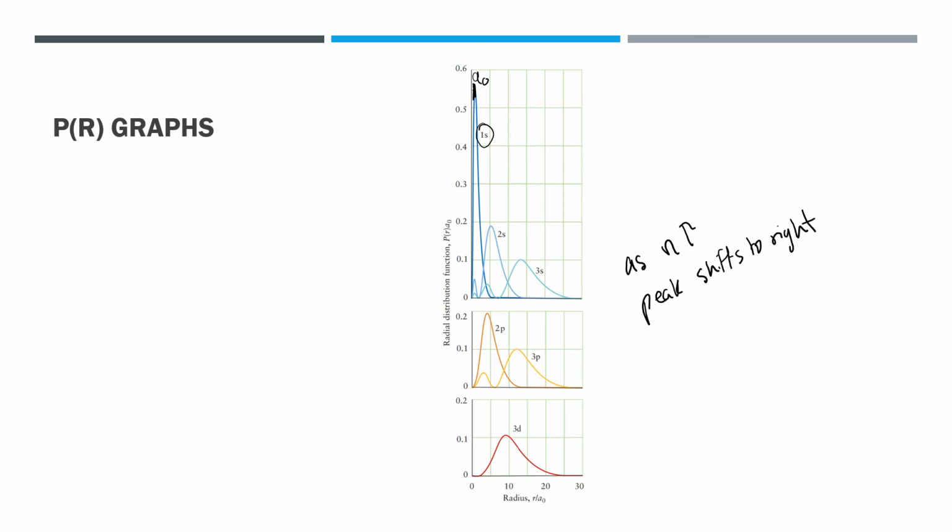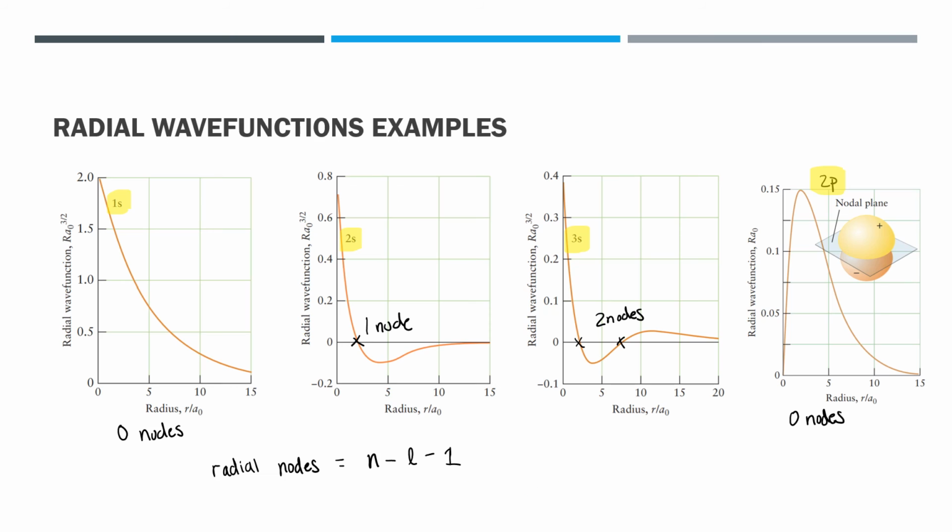With our 1s, we have our peak at a0. With our 2s, we have our peak farther to the right. 3s, even farther. Same with 2p and 3p. As our n increases, the peak of our radial distribution function shifts to the right. What does that mean? Higher n values mean that the electron will be on average farther from the nucleus. They're going to be at a higher energy state on average, and that means the electrons are farther from the nucleus and less stable. So this is just one observation I wanted to make with the radial distribution function graphs.